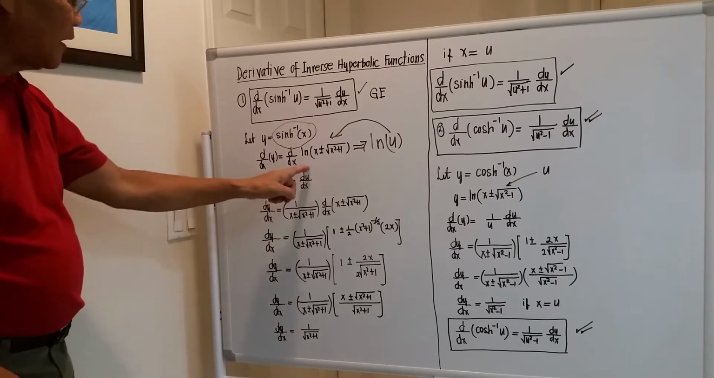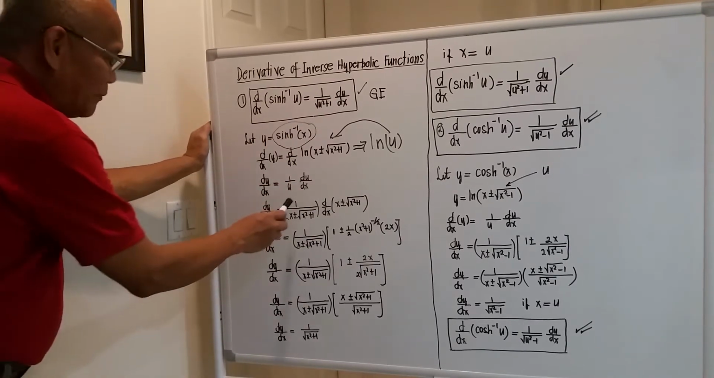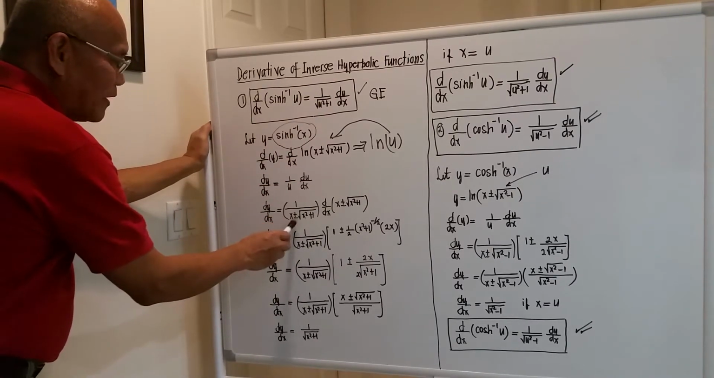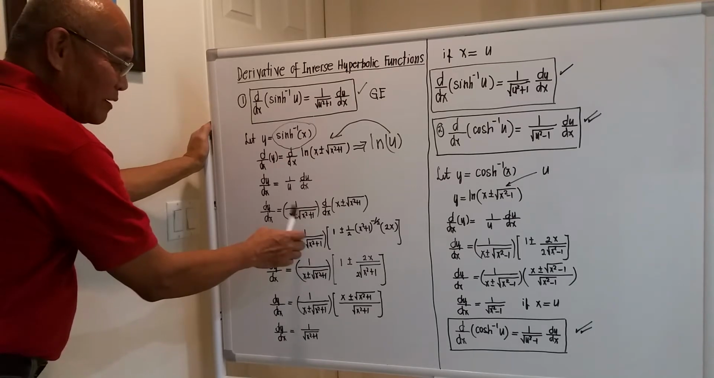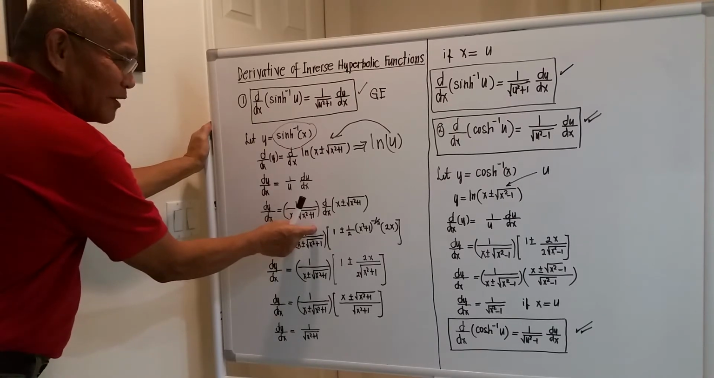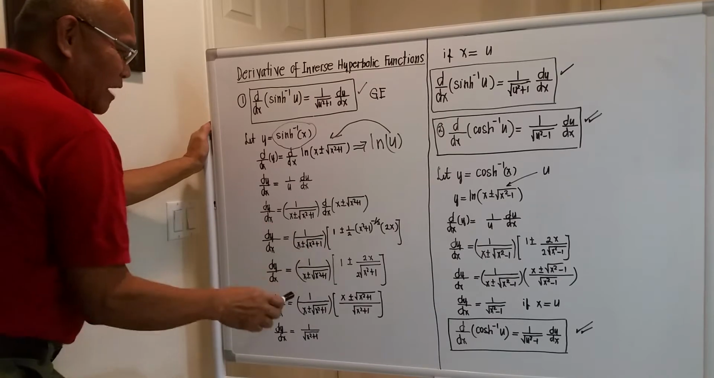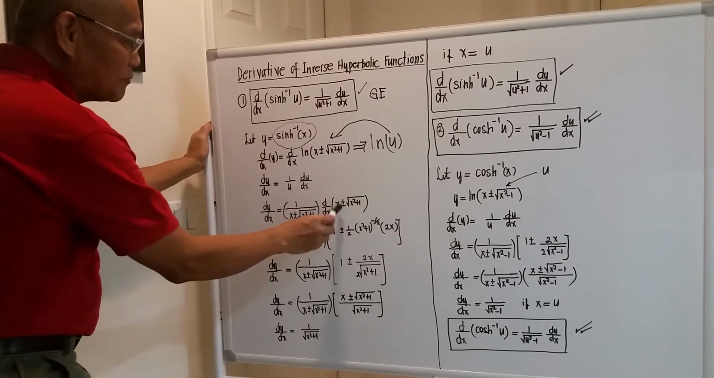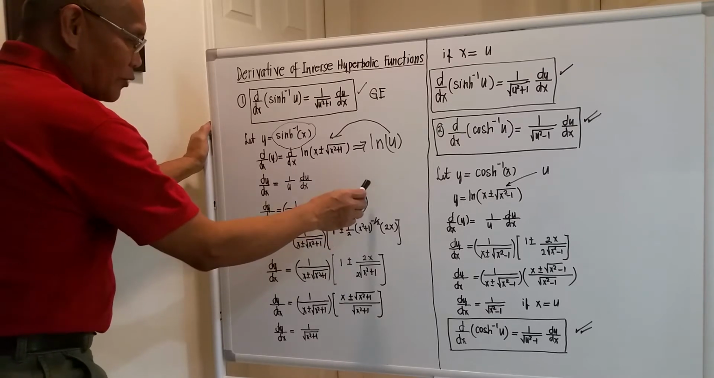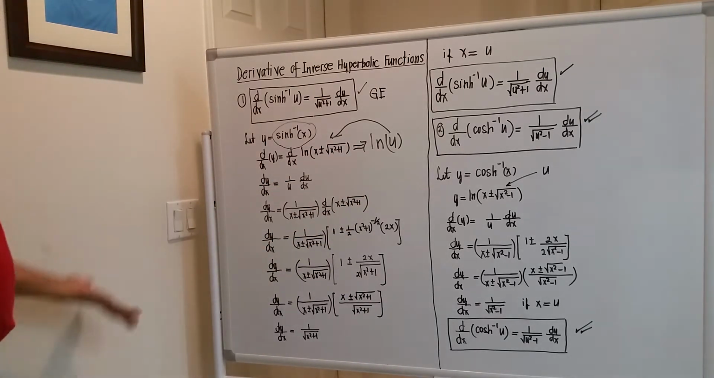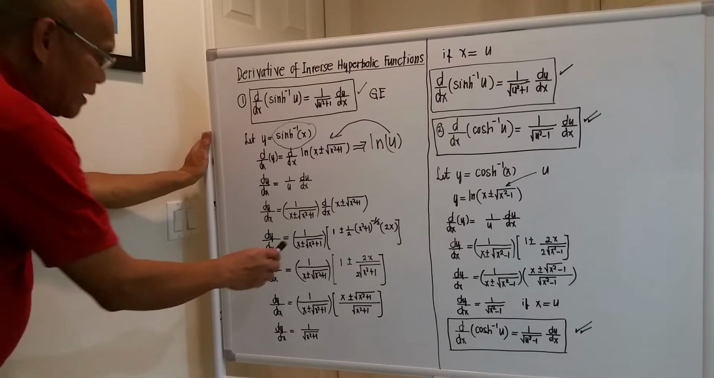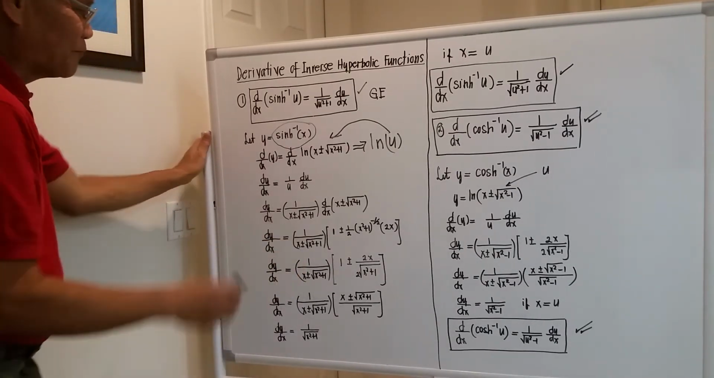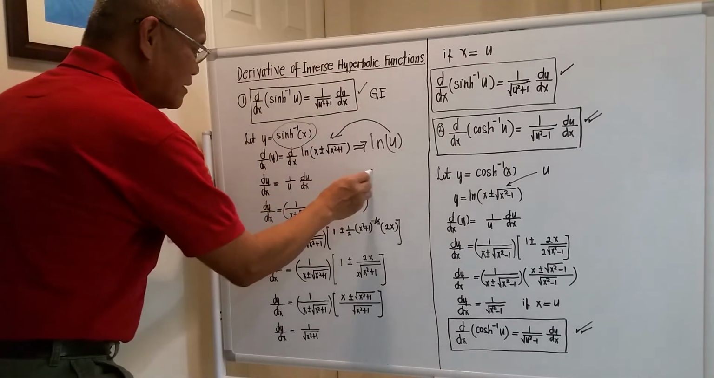So if we just follow this, it will be 1 over x plus or minus the square root of x squared plus 1. This is u. Okay? Times the derivative with respect to x of u. But what is u? It is x plus or minus the square root of x squared plus 1. So we will just rewrite this one, then proceed with the derivation of this.